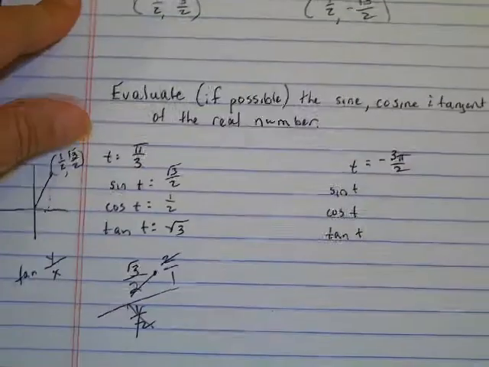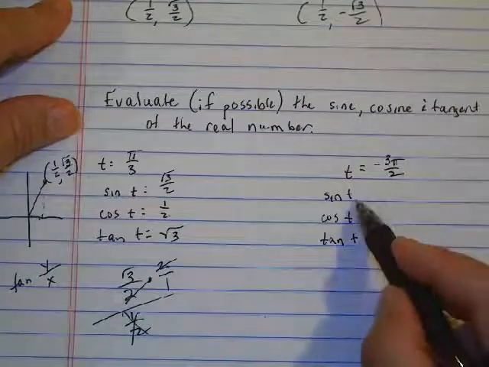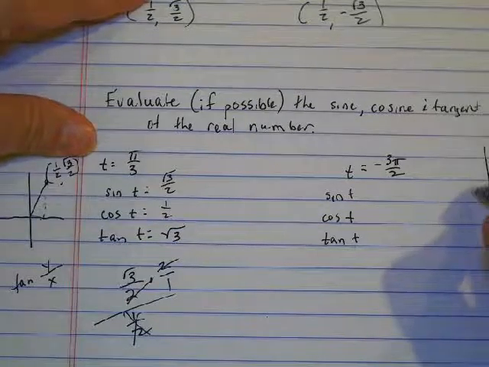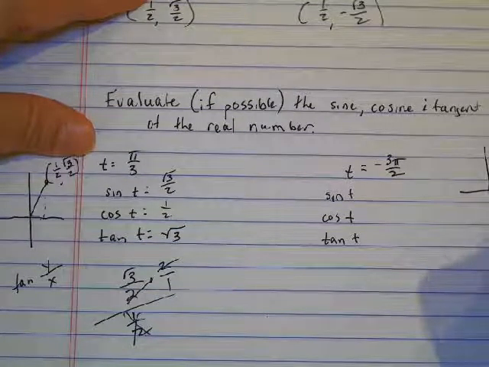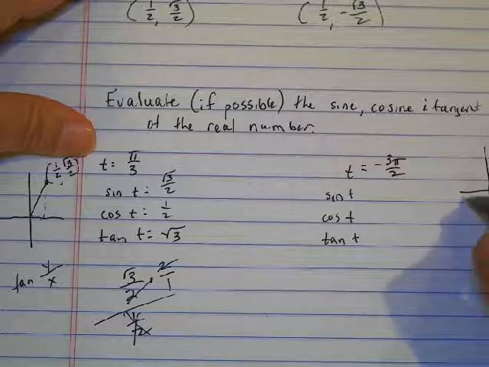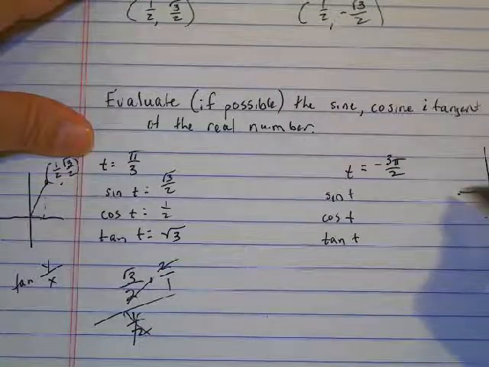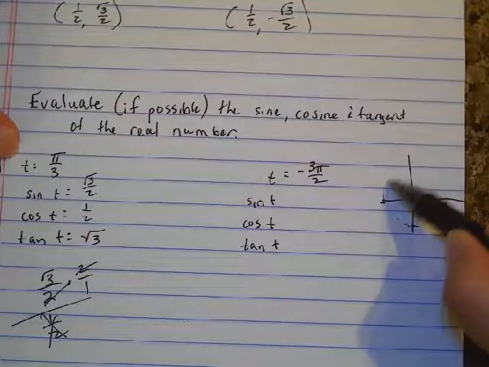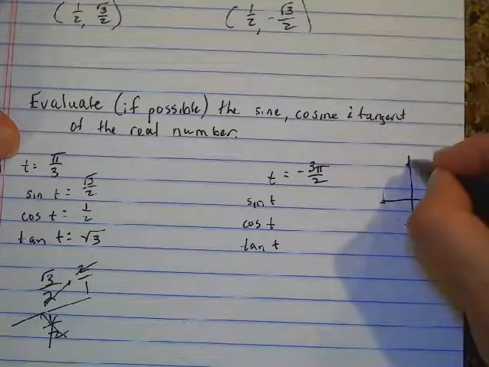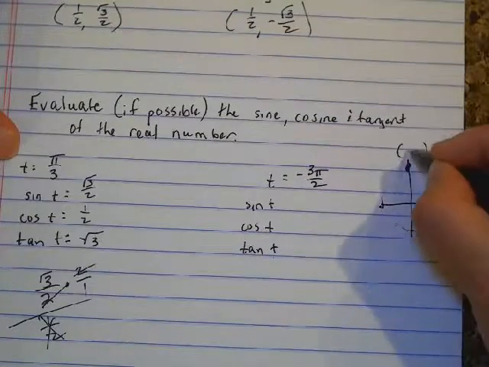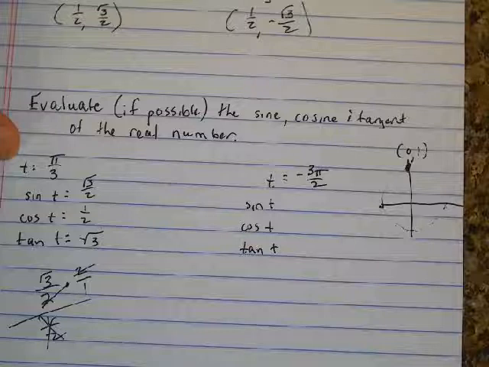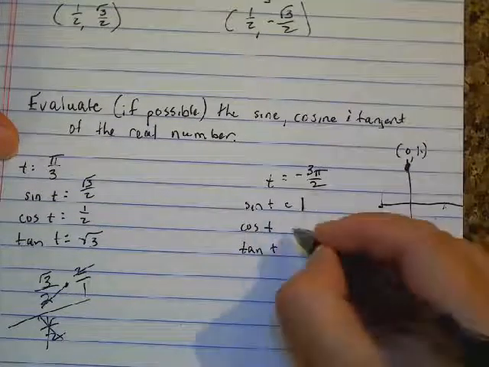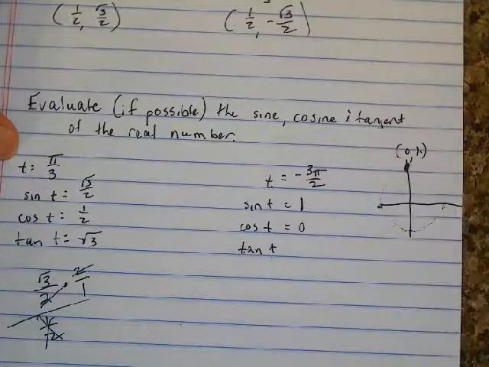Let's think about the next problem. Find sine, cosine, and tangent at negative 3 pi over 2. So I'm going to think about negative 3 pi over 2. This is negative 1 pi over 2, negative 2 pi over 2, negative 3 pi over 2 would be right here. So I'm going to use the ordered pair at this spot, which is 0, 1. So sine in this case is going to be 1.